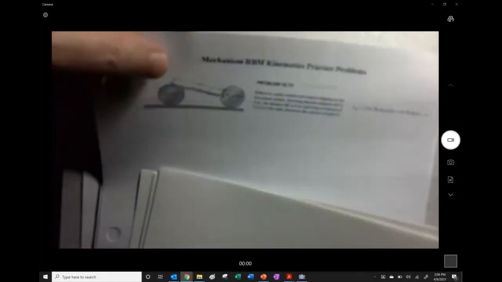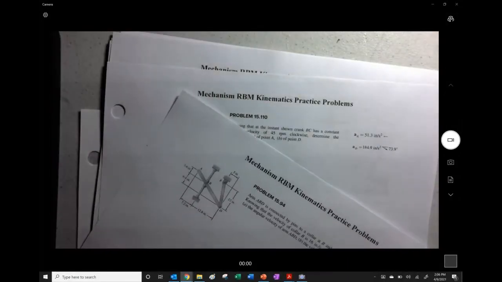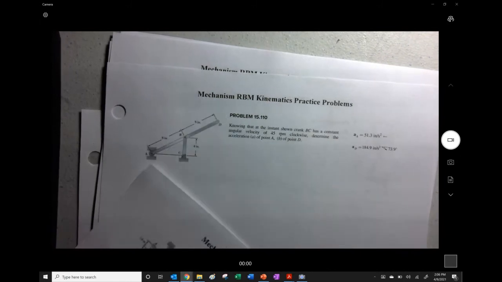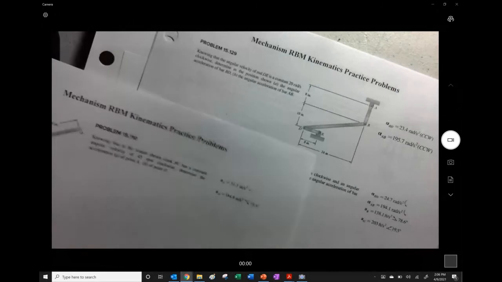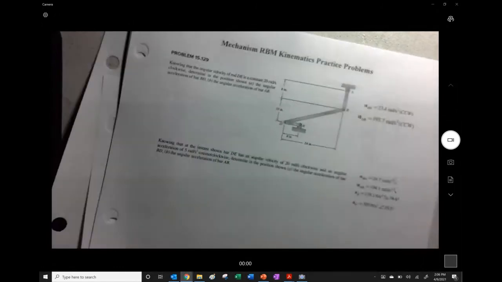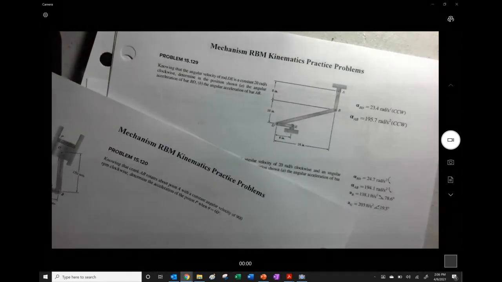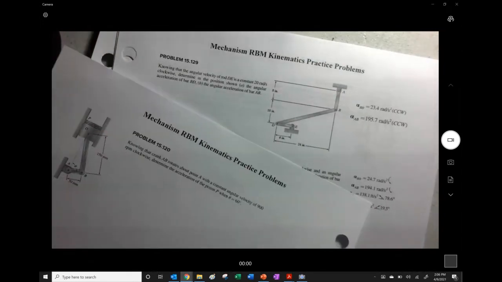Let's see. So there's that problem. We did this problem before. This problem keeps showing itself up. These are all from Beer Johnston problems. There's another velocity. These are all velocity problems. Acceleration problems can be a bear. Here's the problem that we just did for acceleration, but we might want to do one that's a little bit more complicated.